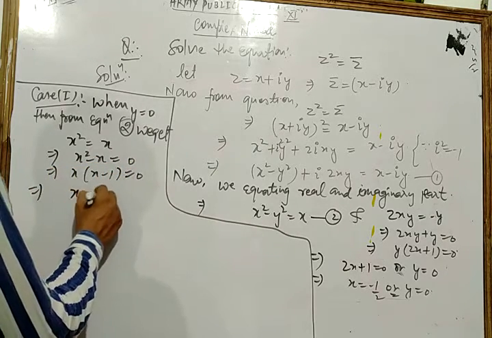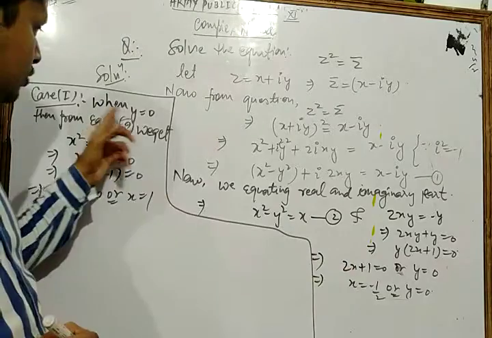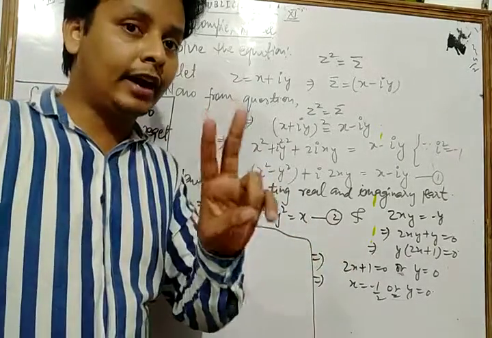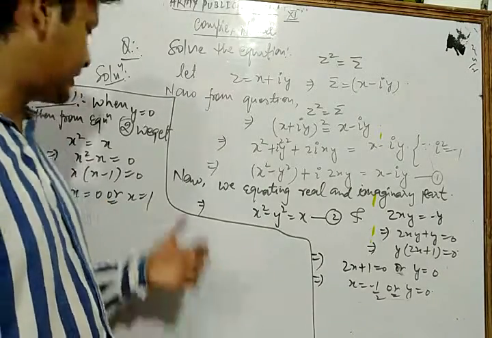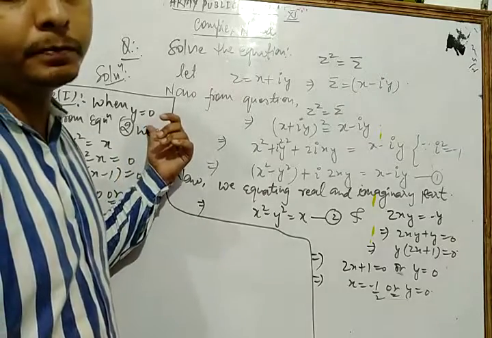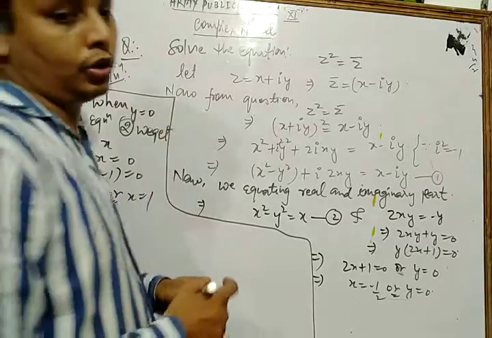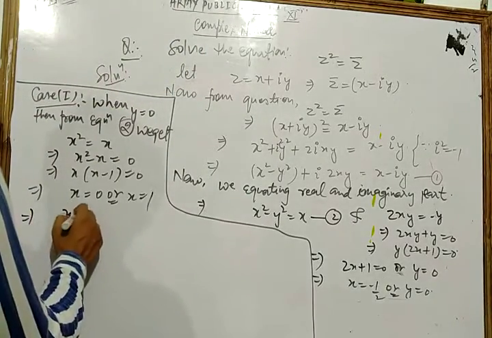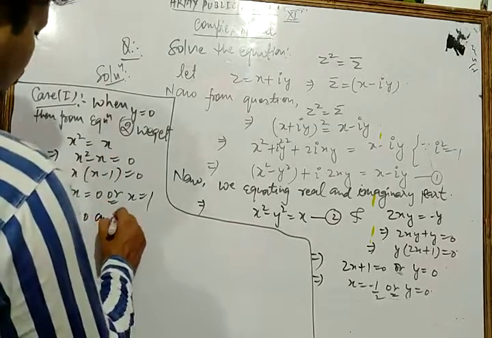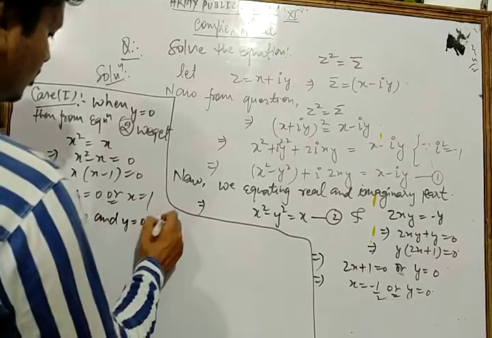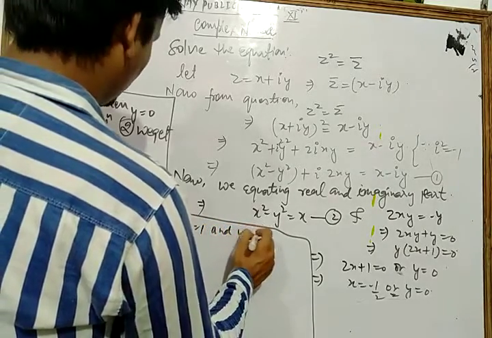So we have x is equal to 0 or x is equal to 1. Dear student, if we put y is equal to 0 in equation 2, then we find two values of x as 0 or 1. Thus we obtain x is equal to 0 and y is equal to 0, or x is equal to 1 and y is equal to 0.